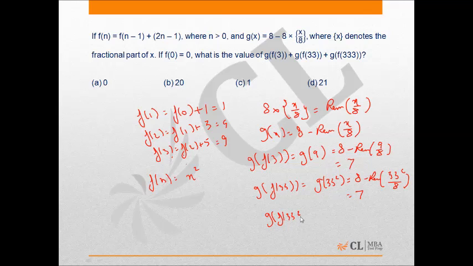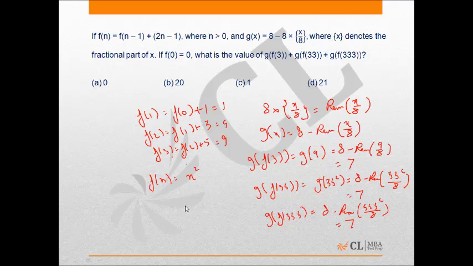Similarly, g(f(333)) would be 8 minus the remainder when 333 squared is divided by 8, which would again be 8 minus 1, which is 7. 333 can be written as 328 plus 5. Now 328 is divisible by 8, 5 is not, but 5 squared gives me 25. 25 when divided by 8 leaves a remainder 1, thus 8 minus 1, which is 7.